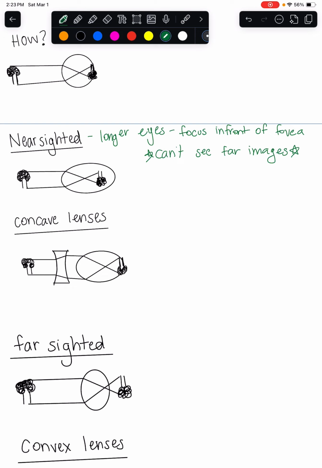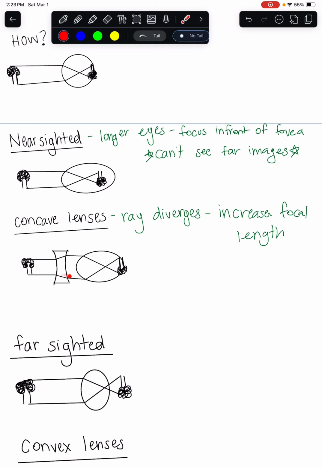So to write kind of what concave lenses do, we're going to say that the light ray diverges, and it's going to increase what we call our focal length. All right, so ray diverges, which means the ray is going to go outwards so that it increases our focal length, meaning it's going to be able to make that image further back. So now we could see those faraway images.